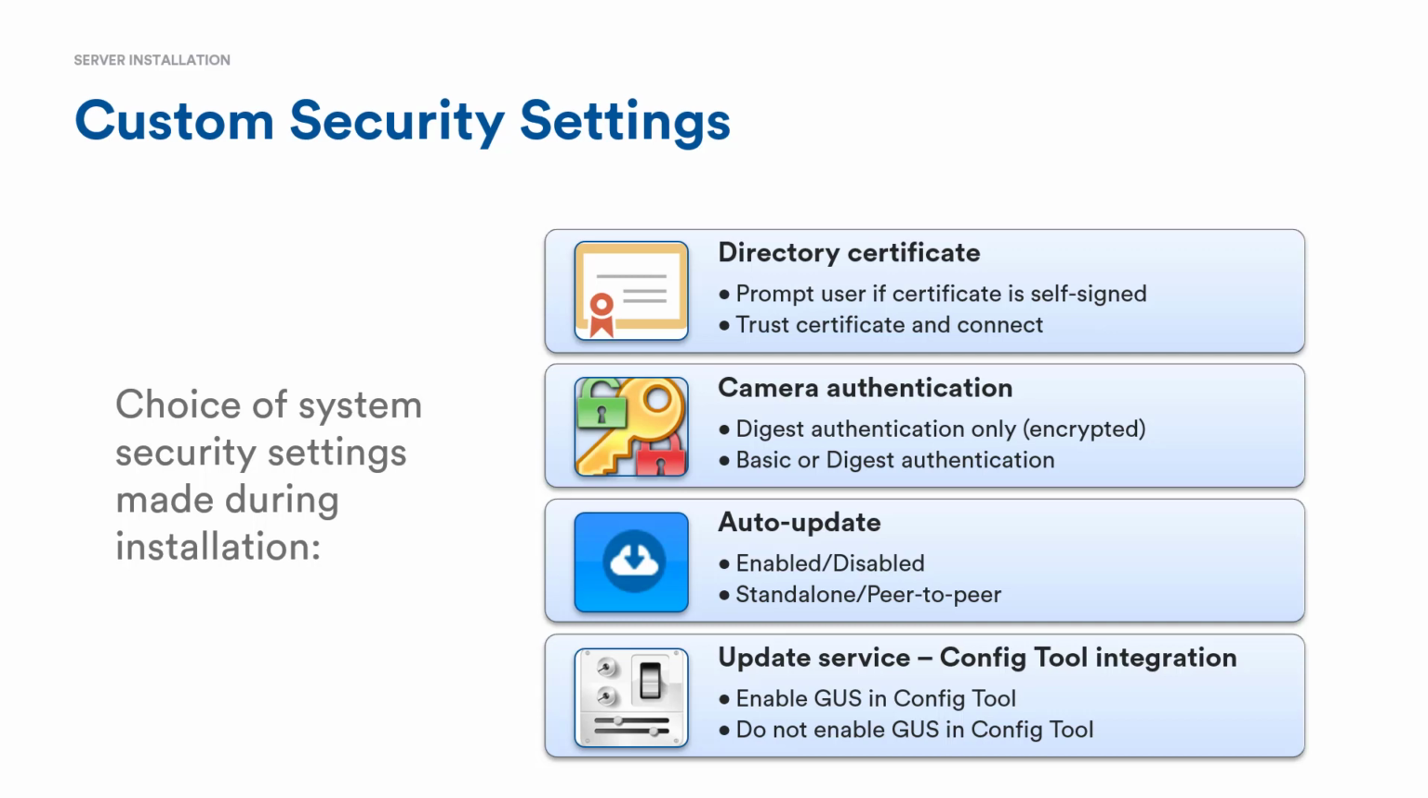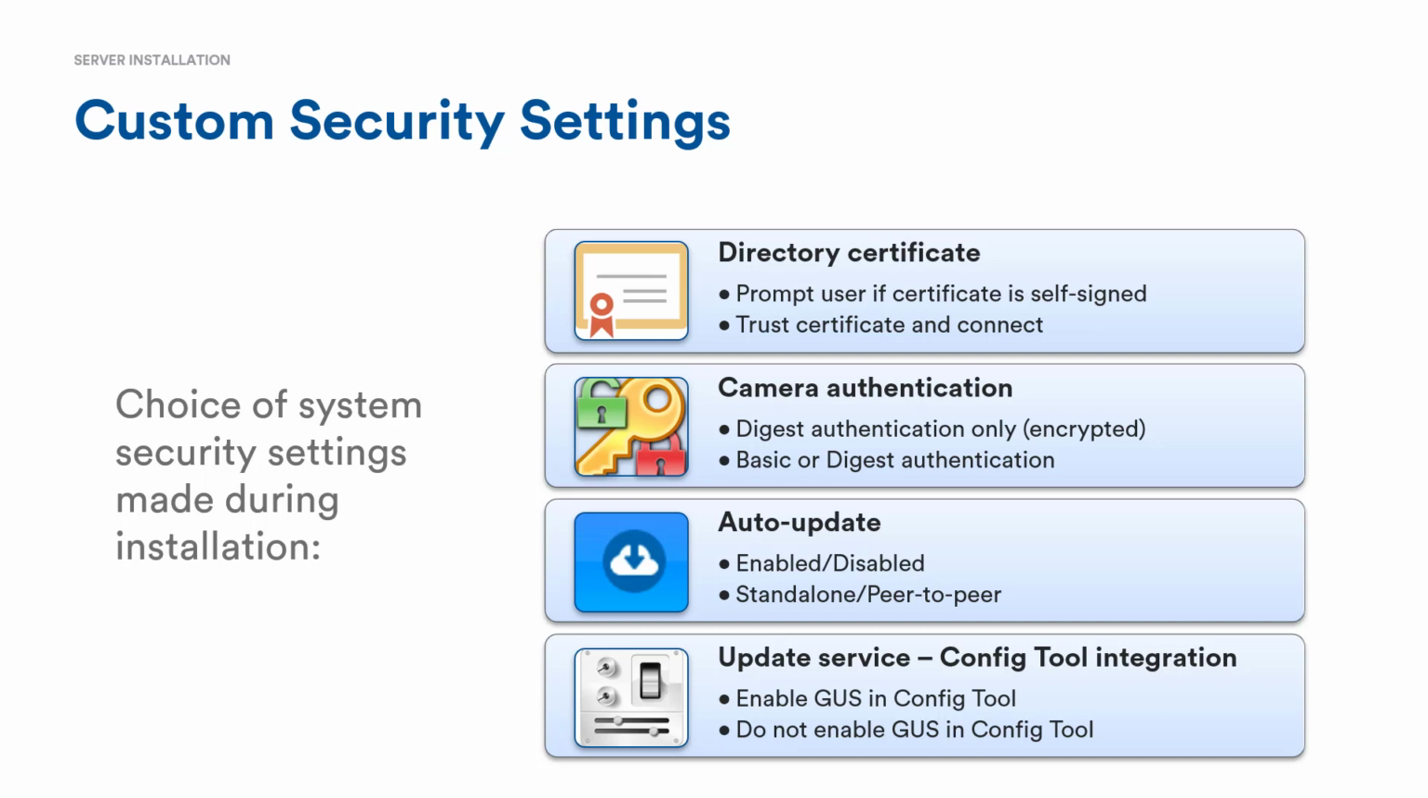Secondly, camera authentication. When an archiver server connects to a camera, it must authenticate with the camera to establish the connection. Most cameras on the market today support 2 kinds of authentication: basic authentication and digest authentication. Digest authentication uses encrypted communications, whereas basic authentication does not. This setting allows us to turn off basic authentication and force all server-to-camera authentication to be done using digest, or encrypted, authentication.